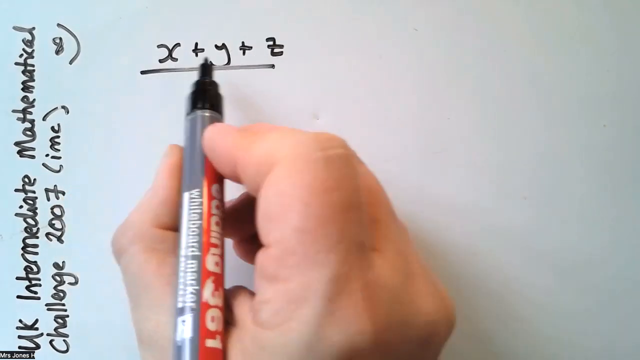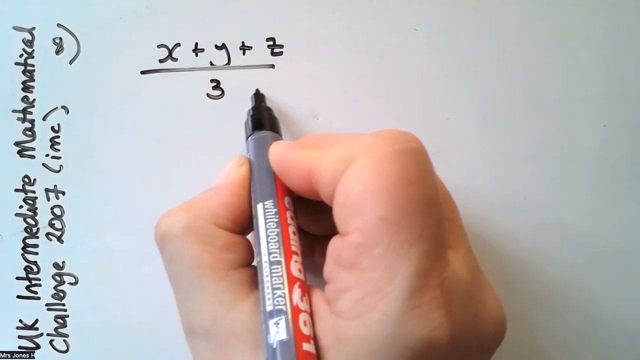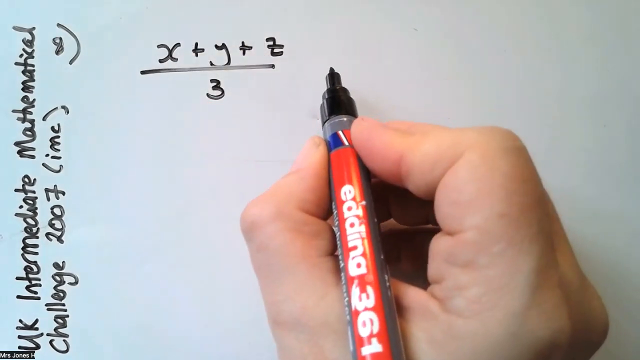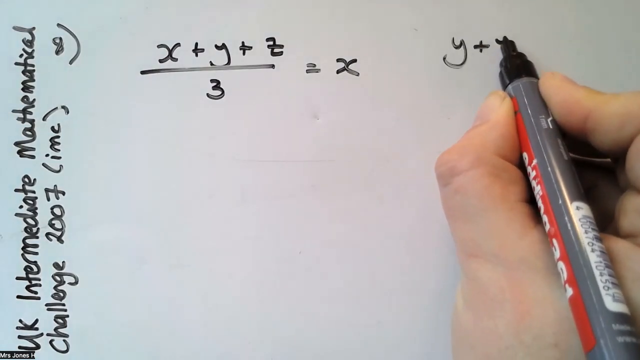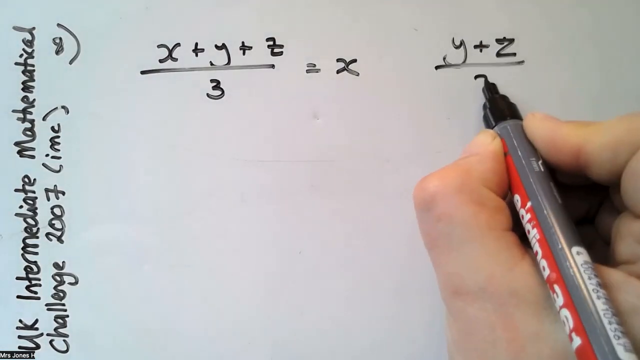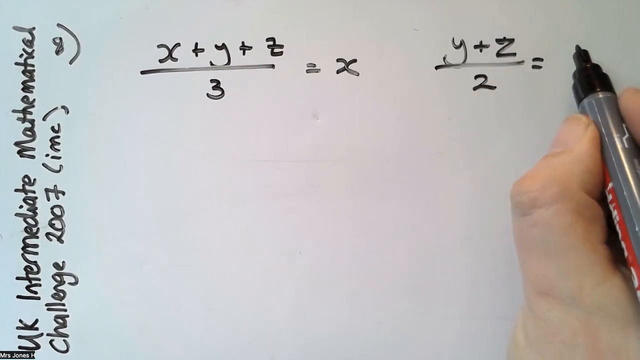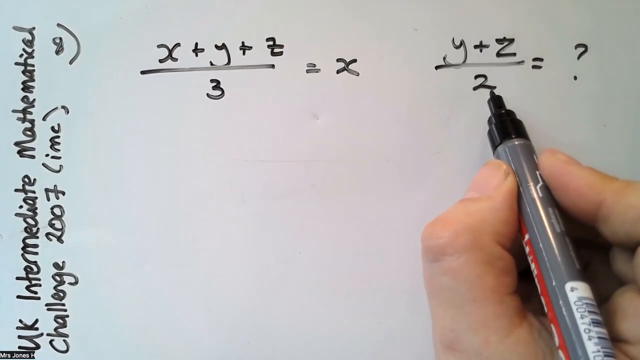So we are told that the mean of these, which if we form an expression for that is this, equals x. And we need to know what the mean of these two are. So this is what we're trying to find out.